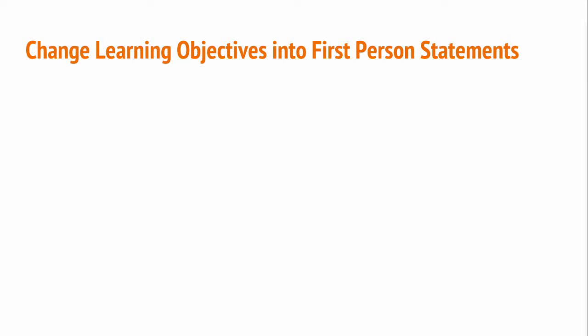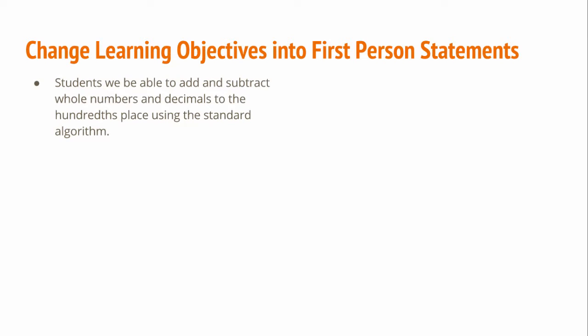First, we're going to talk about writing the learning objectives. The first thing I want to talk about is changing your learning objectives into first person statements. We want to imply to our students that it is theirs, it is something that they need to do rather than something the teacher is trying to accomplish. It is their job to accomplish this learning objective. Here we have a learning objective that I pulled from our TEKS. Students will be able to add and subtract whole numbers and decimals to the hundredths place using the standard algorithm.